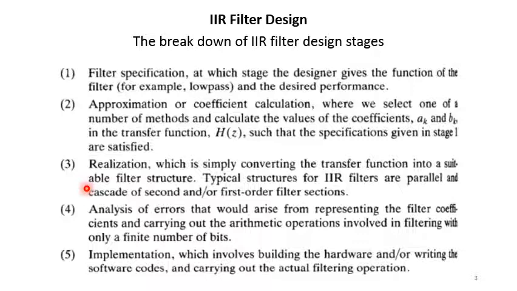When we express it in factored form, we can have the cascade form realization. The fourth step is the analysis of errors that arise from representing the filter coefficients. Normally the filter coefficients can have infinite precision, but in digital implementation we can represent them using only a few bits, maybe 16-bit, 12-bit, 8-bit, and so on. The final step is the implementation, which involves building hardware or writing software code and carrying out the actual filter operation.